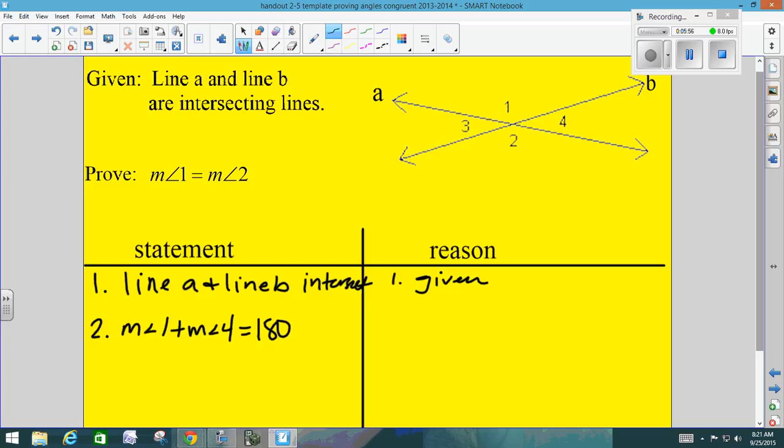We need a reason for that. Excellent. Angle addition postulate. 2 angles add up to make a third one. 180 is an angle. It's called a straight angle.